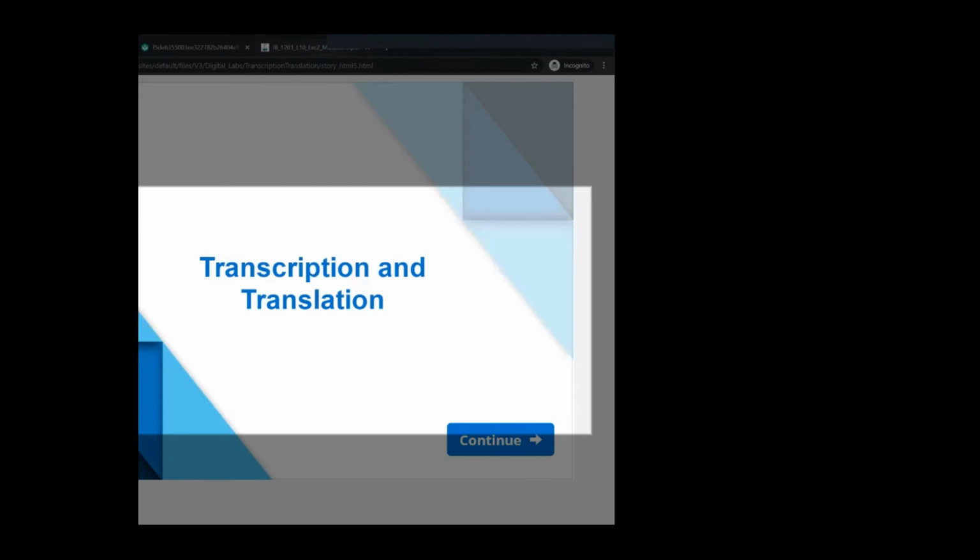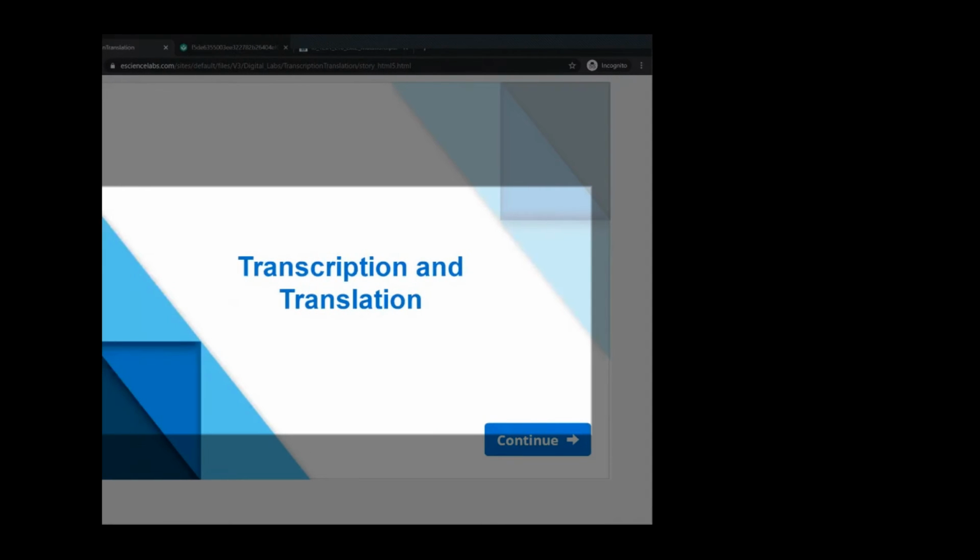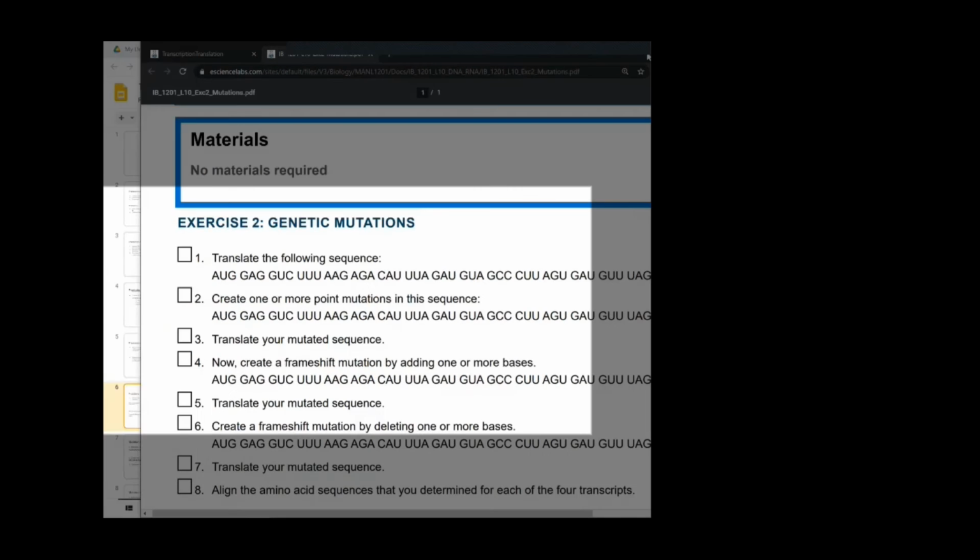Okay. Navigating Zoom, which is a little bit difficult. Let's see. All right. So hopefully that's good.